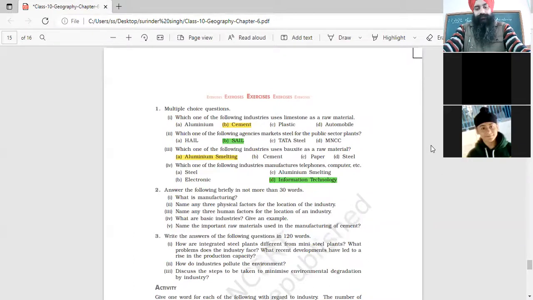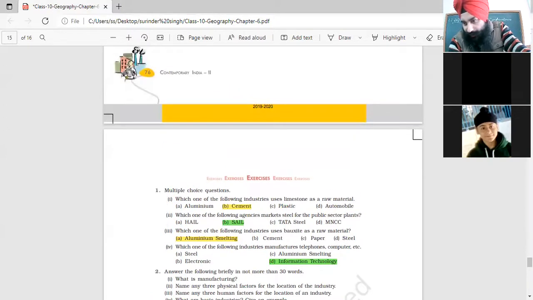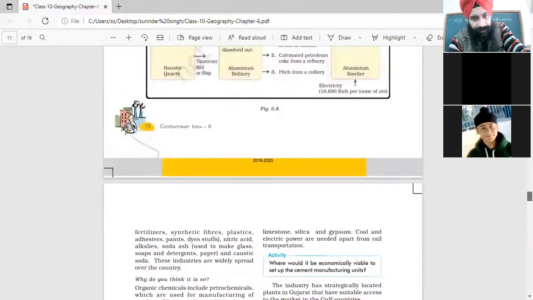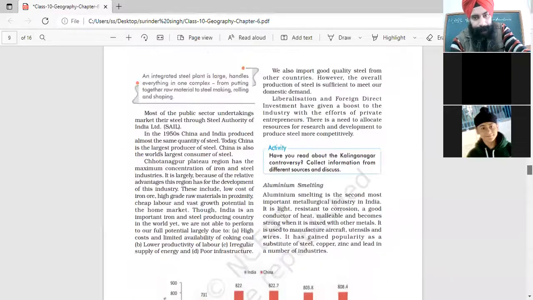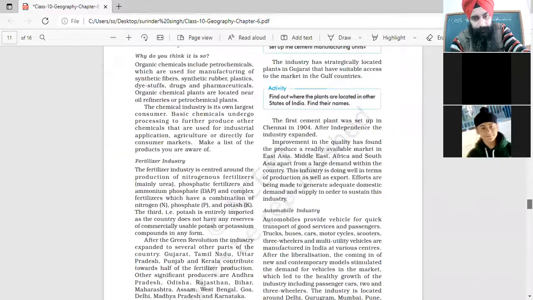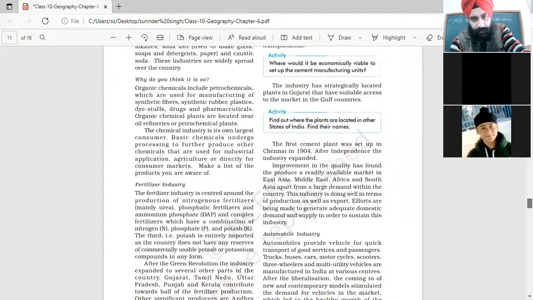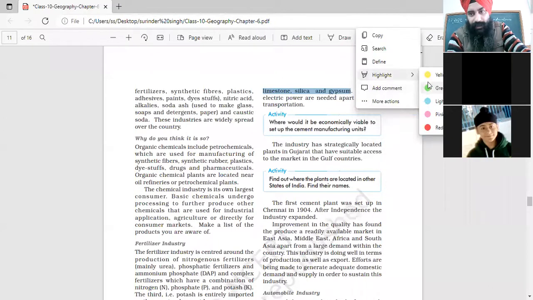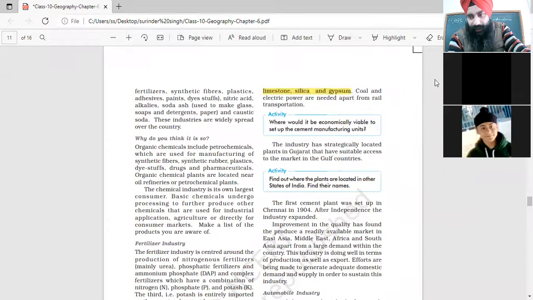Limestone, silica, gypsum are used for manufacturing of cement, which is marked on page number 6. Silica, gypsum, and limestone are the raw materials basically used for manufacturing of cement.